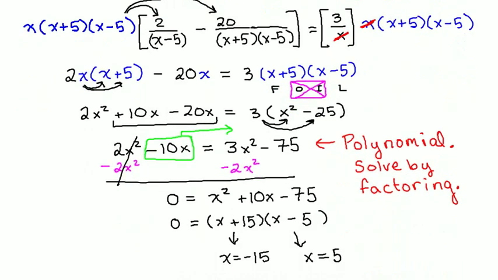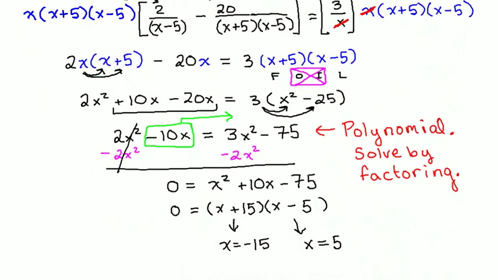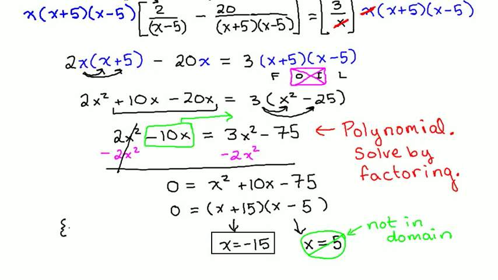Looking back at my solutions now, I want to just check to see if they are both in the domain, and I can see that positive 5 is one of the numbers I said x cannot equal, so we have to throw this solution out. It's not in the domain. And so as it turns out, x equals negative 15 is really the only solution that we are going to keep. We can write this as a solution set: the set containing just the value negative 15.